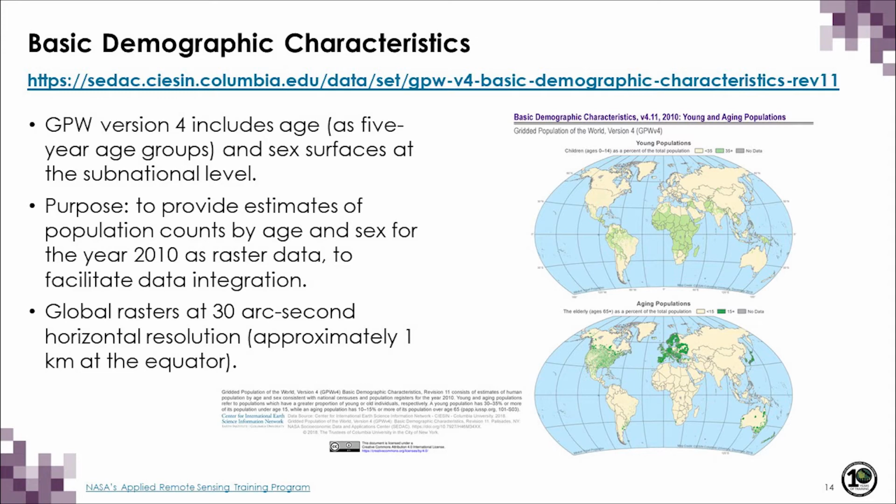Two outcomes of this dataset are the maps on the right, which display the distribution of the proportion of children under 5 in the upper panel and the proportion of the elderly in the lower panel as indicators of young and aging population respectively.